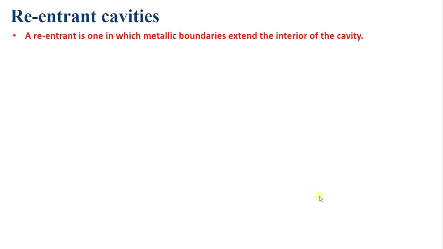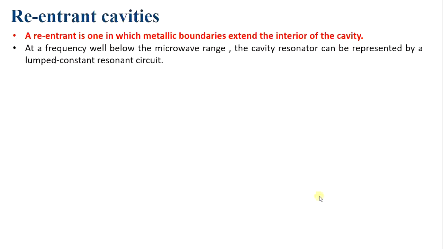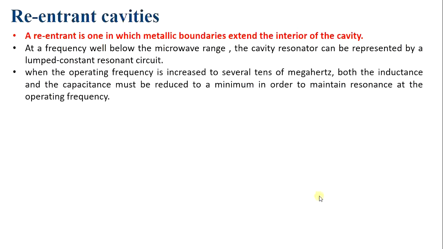Before proceeding, we will see what re-entrant cavities are, because these re-entrant cavities are used in the microwave tubes. A re-entrant cavity is one in which the metallic boundaries extend into the interior of the cavity. At frequencies well below the microwave range, the cavity resonator can be represented by a lumped constant resonant circuit. When the operating frequency is increased to several tens of megahertz, both the inductance and the capacitance must be reduced to a minimum in order to maintain the resonance at the operating frequency.